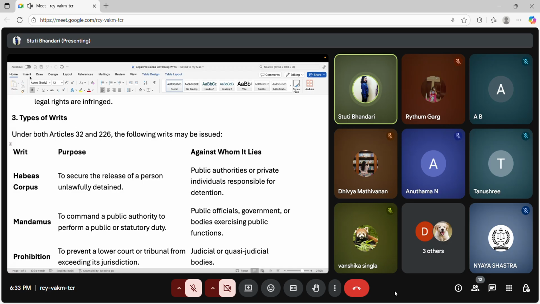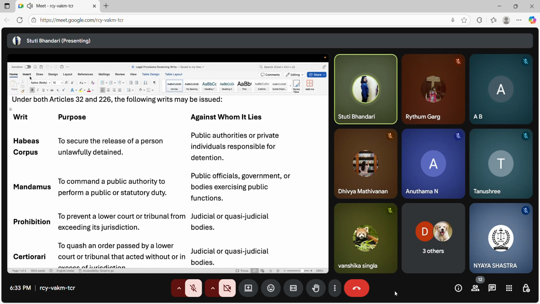There are 5 types of writs. First is habeas corpus, to have the body. This means that whenever some person has been unlawfully detained, he can file a writ either in the High Court or the Supreme Court against public authorities as well as private individuals who are responsible for unlawfully detaining that person. Second is mandamus, I command to come.